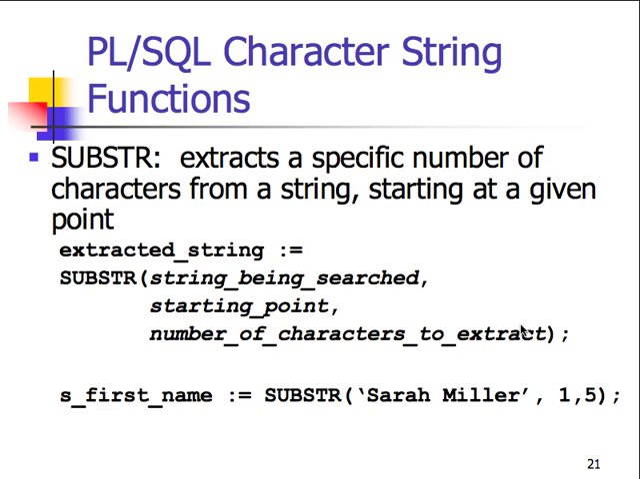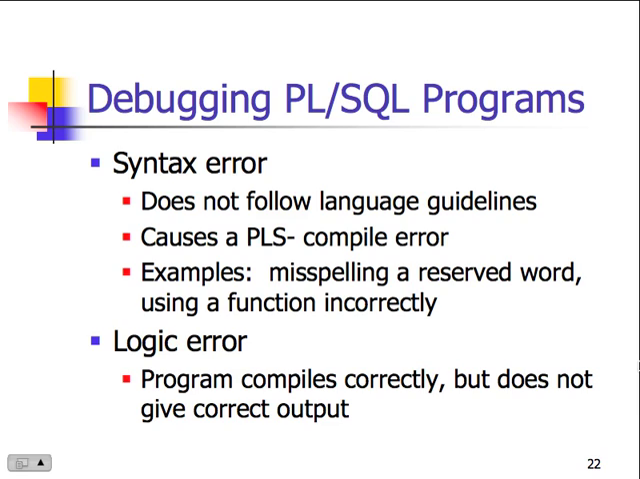So we can extract out the strings that match any particular type of pattern we're looking for, or just take at some starting point this particular amount and then call that the first name. So here we have the example. Here it says first name is equal to substring Sarah Miller, 1, 5 in terms of the example, which comes in handy when we're trying to manipulate data.